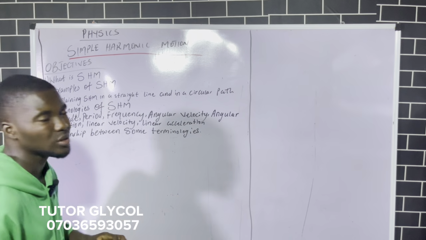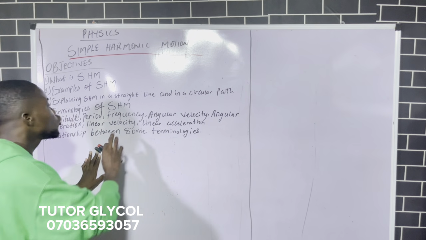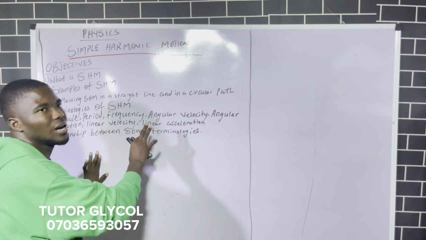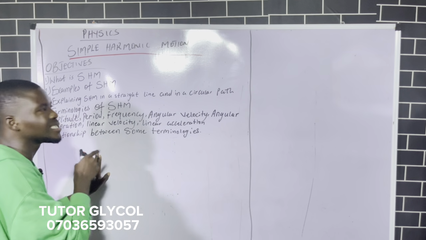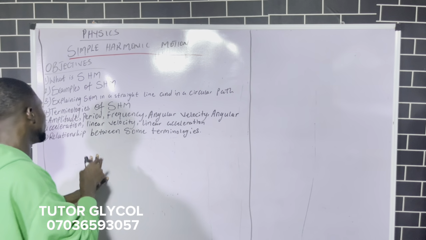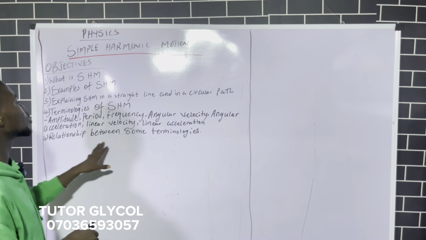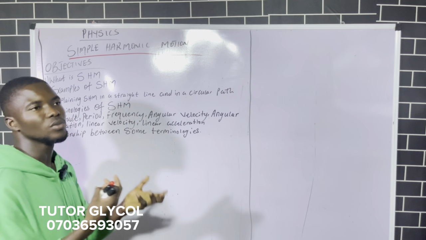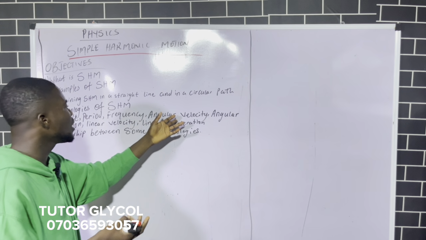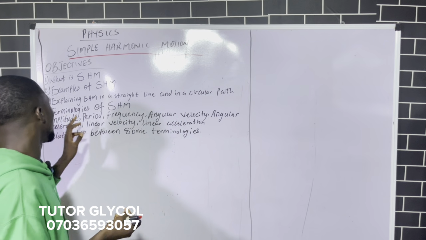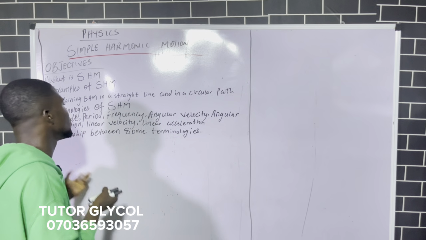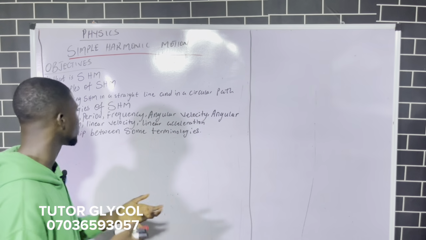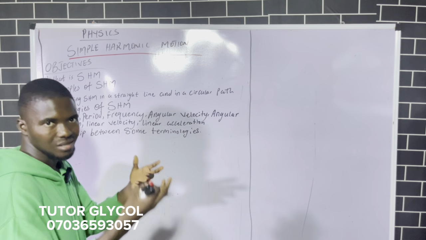So it is very important that you stay to the end of this video to understand how they are derived, and if you have an issue with it, please make sure you stay to the end. We're also going to be looking at the relationship between some of these terminologies. For example, angular velocity and linear velocity, angular acceleration and linear acceleration, they have a relationship. We have period and frequency, they have a relationship.